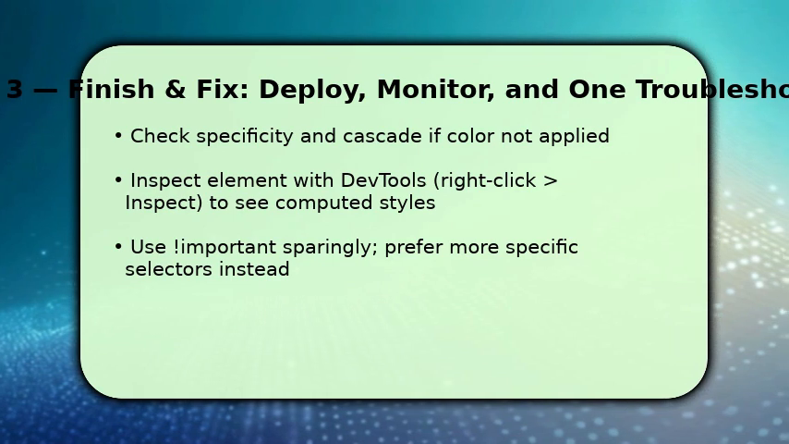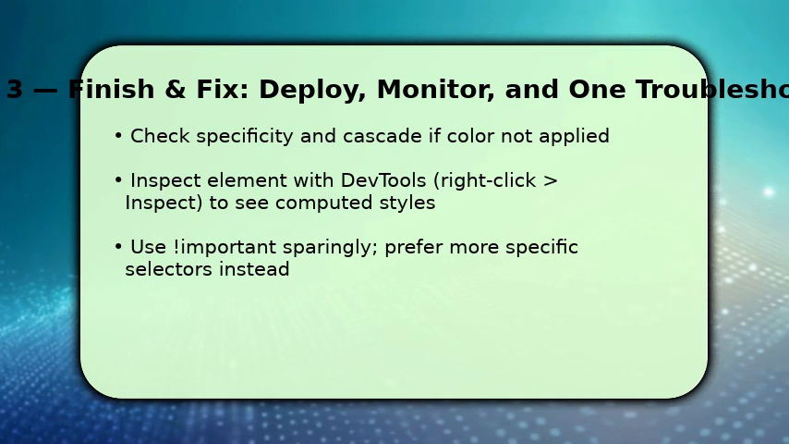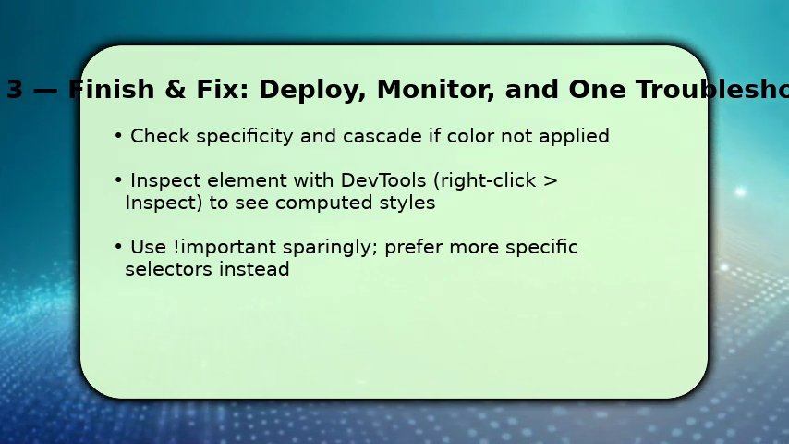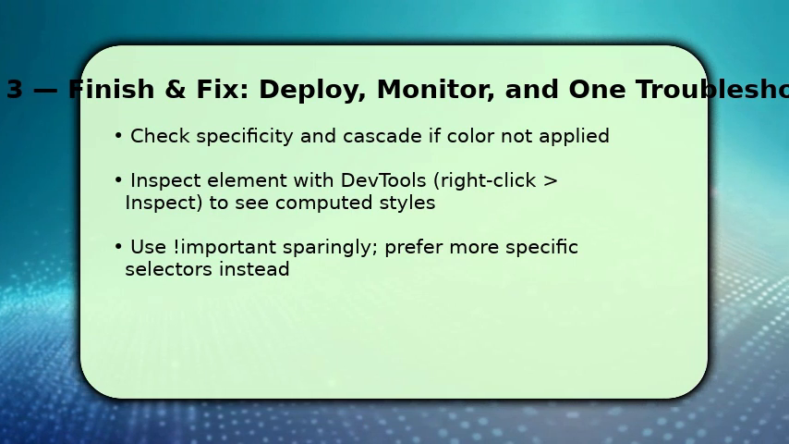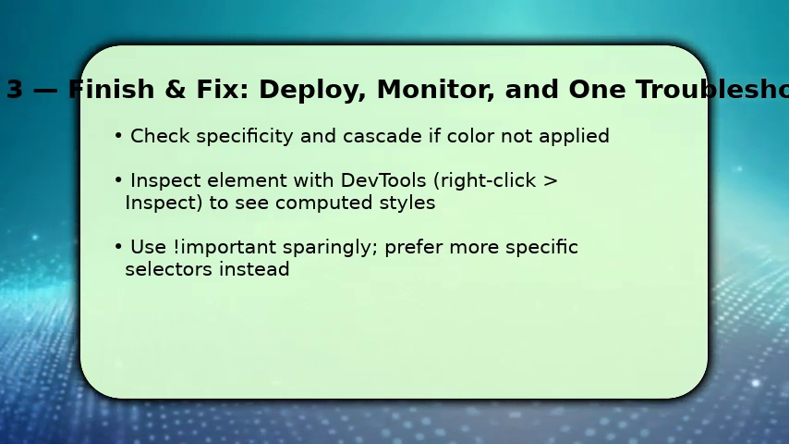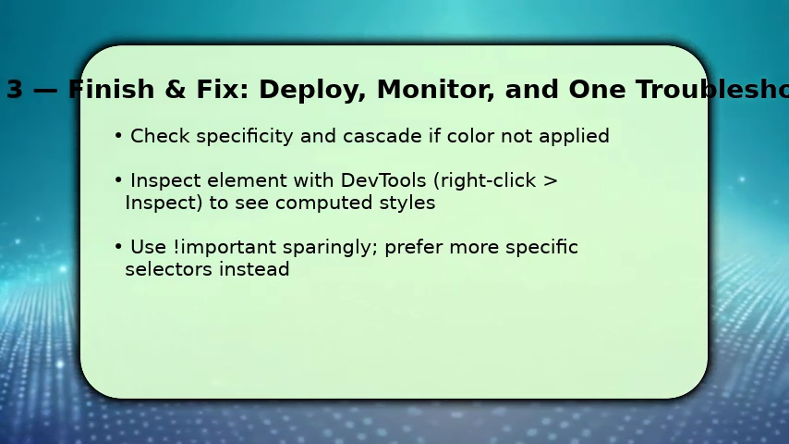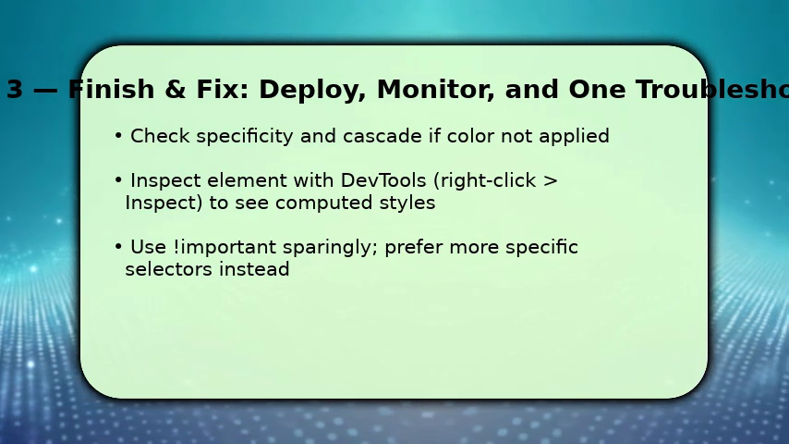A later or more specific rule may override your color. If necessary, increase specificity or move rules. Avoid relying on !important except as a last resort. Finally, test in different viewports or themes. Contrast and user settings can change perceived color, so verify accessibility and legibility.